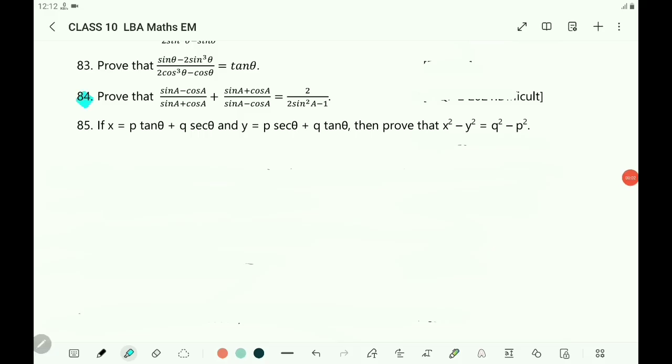Question number 84. Prove that sin A minus cos A by sin A plus cos A plus sin A plus cos A by sin A minus cos A equals 2 by 2 sin square A minus 1. What is that question? Sin A minus cos A by sin A plus cos A plus sin A plus cos A by sin A minus cos A is equal to 2 by 2 sin square A minus 1. Write the LHS.